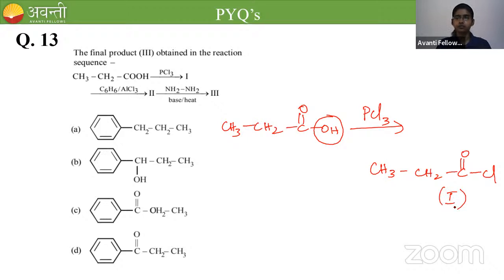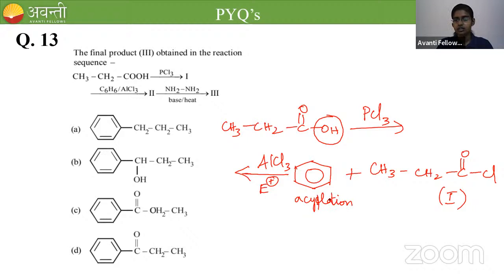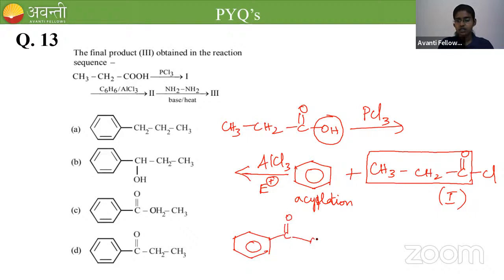So this is compound number 1. And this compound number 1 on treatment with C6H6, which is called benzene, in presence of anhydrous AlCl3, forms compound 2. So what is the name of this reaction? Acyl halide on treatment with benzene in presence of AlCl3. This is an electrophilic aromatic substitution again, which is called acylation. So in the acylation reaction, we get RCO plus as the electrophile, and this electrophile attacks the benzene. So we get C6H5COCH2CH3. So this is compound number 2.